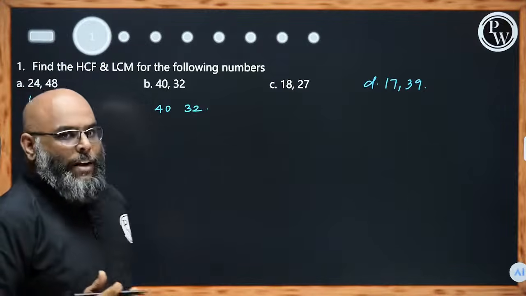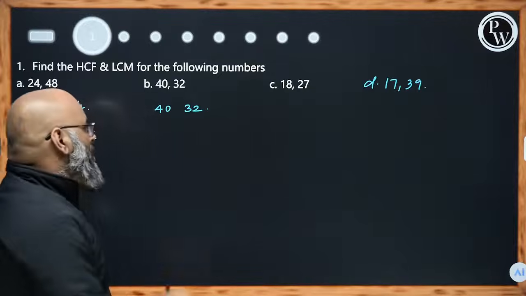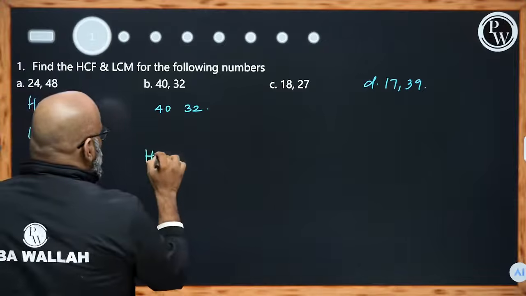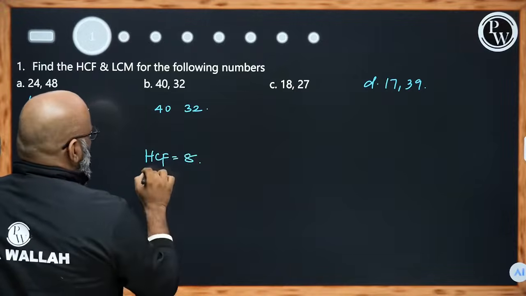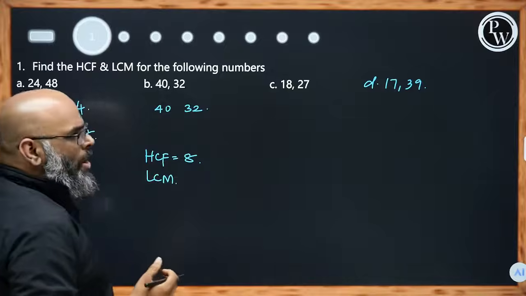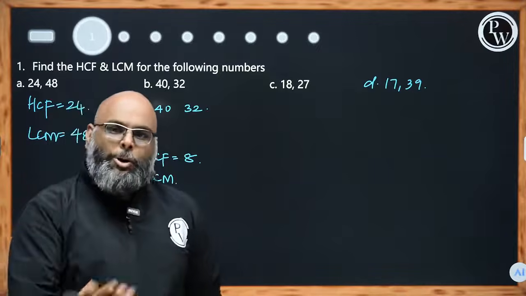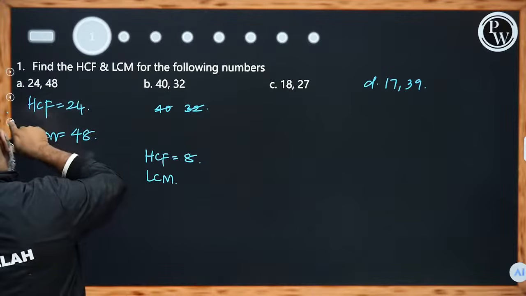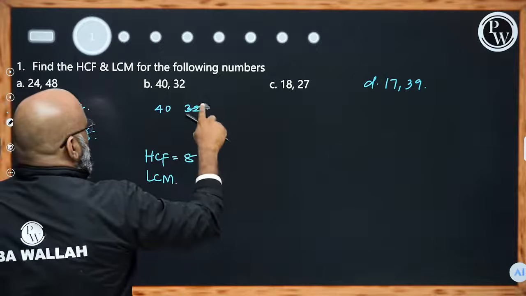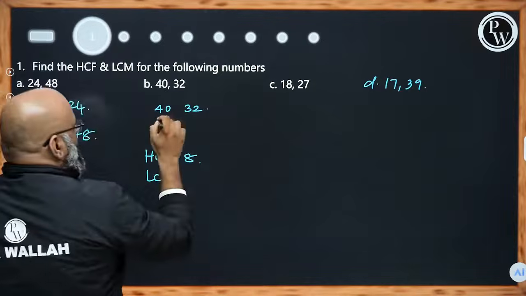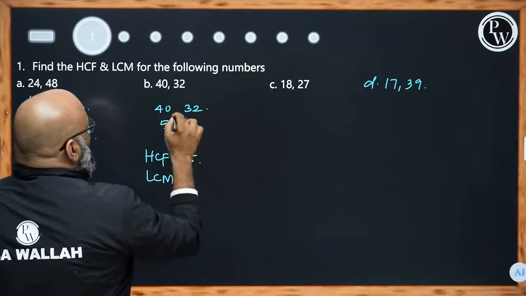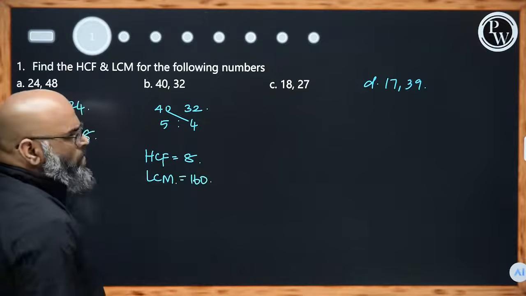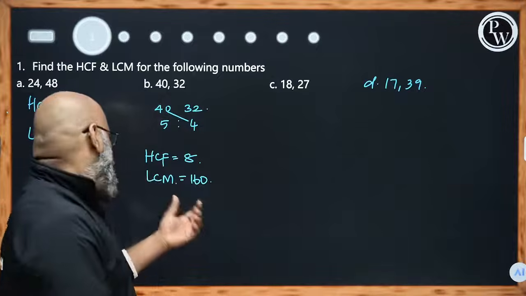I want to simplify this to the smallest form in ratios. The largest number that can divide both the numbers is 8. So I'll straight away say HCF is equal to 8. But what is my LCM? Now, if you are not comfortable doing the table part, the ratio part will work. If you cancel it out by 8, what do you get? Simplify this. This is 5:4. Just multiply this. 40 into 4 is 160. So LCM is 160, HCF is 8.